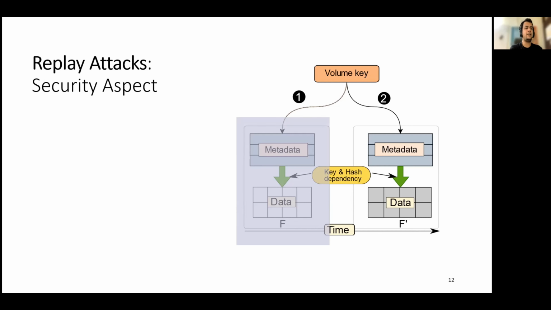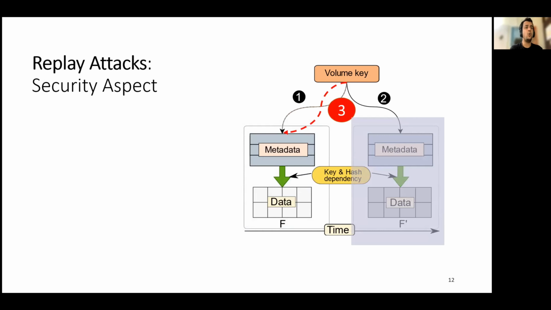In a replay attack, an attacker can just replay the old encrypted blocks of the file system. The file system has no way of figuring out that this is old data. The hash dependency between the data and the metadata is still valid. We were able to mount this attack on all the PriorWork.